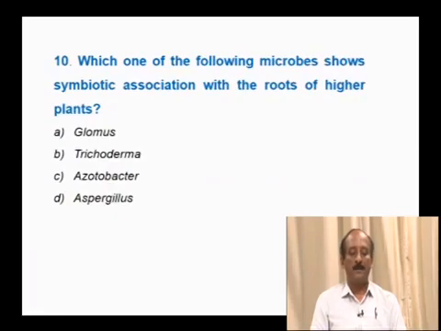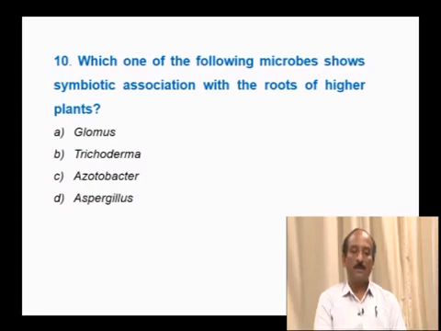Question number 10. Which one of the following microbes shows symbiotic association with roots of higher plants? Glomus, Trichoderma, Azotobacter, Aspergillus. You know, Glomus, a kind of mycorrhiza which is associated with the roots of higher plants, helps in absorption of phosphorus and also gives protection to the root from root-borne diseases.